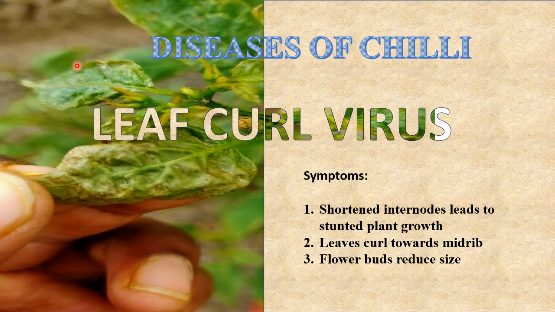Stunted growth, that is short growth, will be there due to the shortened internodes of the crop, and the leaves generally reduce in size. Curling and shrinking of the leaves will be seen, and the flower buds also won't reach their fully attained size. The flower bud decreases in size, and the anthers do not contain pollen. It is mainly transmitted by white flies. This leaf curl virus will be transmitted by whiteflies.